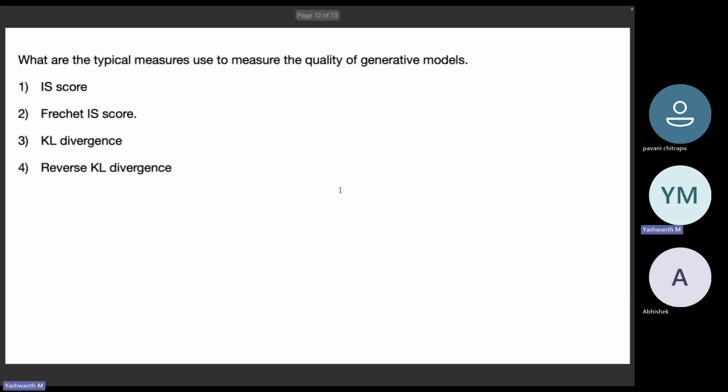Okay, and I think this is the last question. What are the typical measures that are proposed to evaluate the quality of generative models? Inception scores, Fréchet inception scores, KL divergence, and reverse KL divergence. So, the correct options are 1 and 2, inception score and Fréchet inception score.